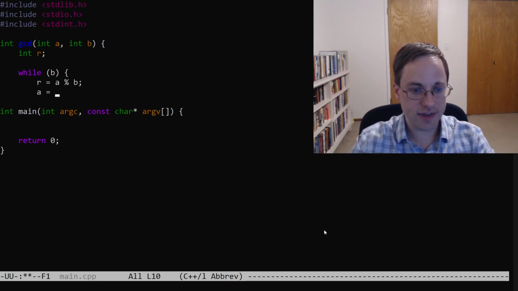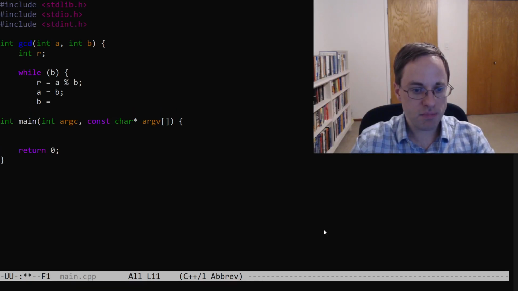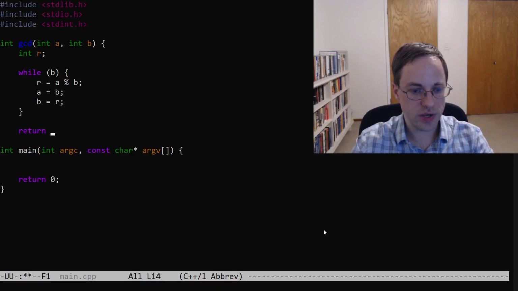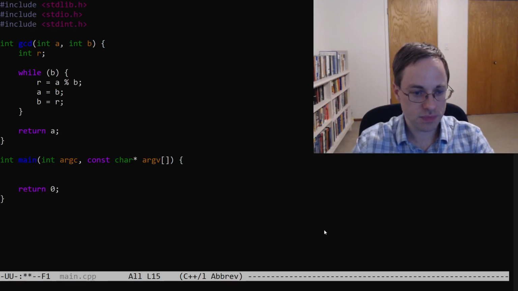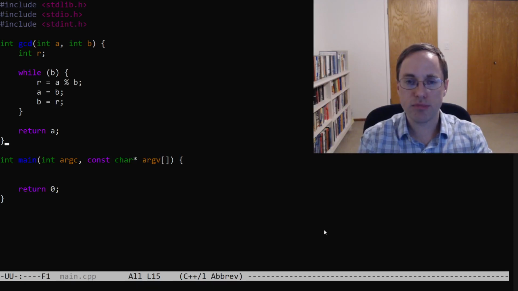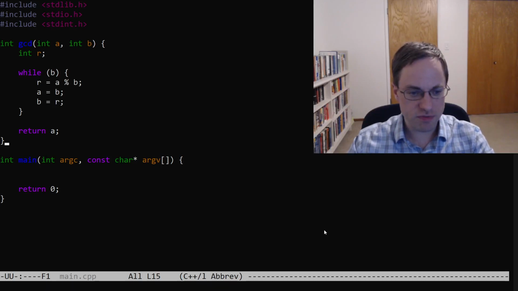And then we'll say a is replaced with b, b is replaced with r, and we just return a when b equals 0. Okay. Now we're also going to need some sort of data structure for keeping track of the number of solutions that we found for a particular value of p.